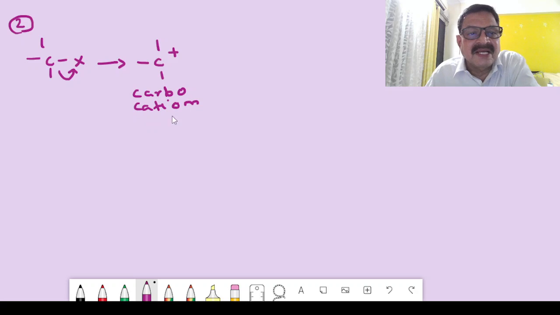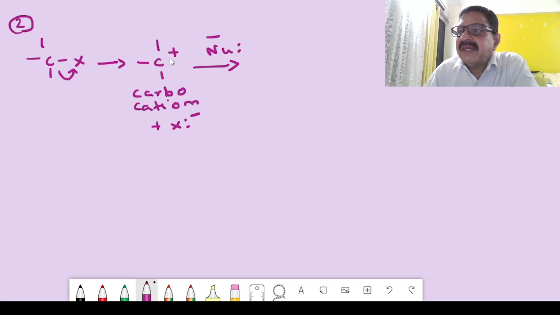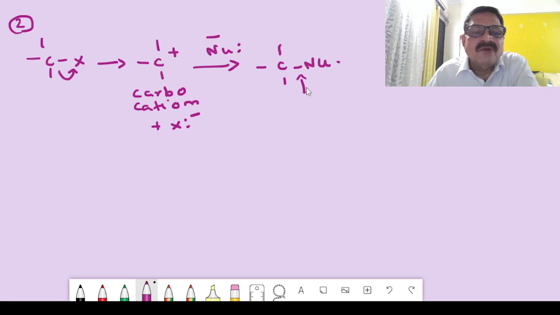Reaction intermediate or reactive intermediate, whatever you call it. This is the leaving group here. So this will be reacting with the nucleophile, and we'll be getting this molecule here. This is a new bond, and this bond is broken. The C-X bond is broken and a C-Nu bond is formed here.